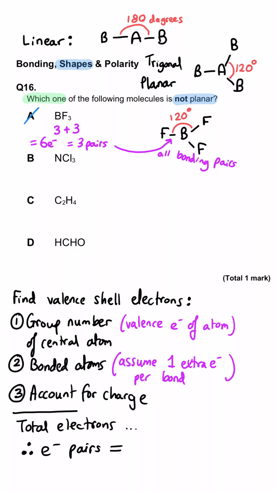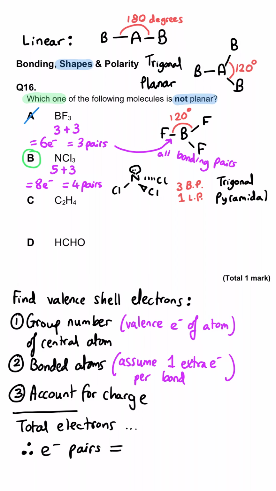Moving on to NCl3, nitrogen's in group 5, so 5 valence electrons. There are 3 chlorines attached. Add those two numbers together, we get a total of 8 electrons in the outer shell of the nitrogen now. And that means we've got 4 pairs of electrons. 3 of them will be bonding pairs of electrons between the nitrogen and those 3 chlorines, and there will be 1 lone pair of electrons. So this will be a trigonal pyramidal shape, or a trigonal pyramid. This is not planar, very much 3-dimensional, so this is the correct answer.